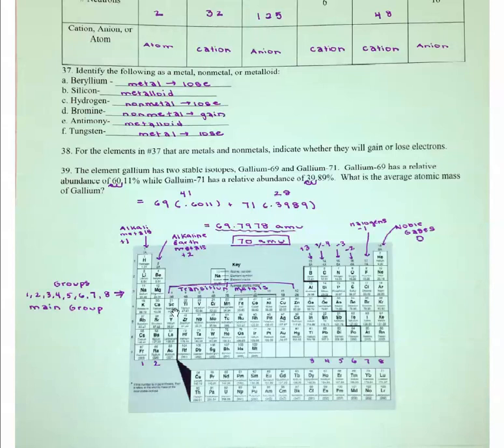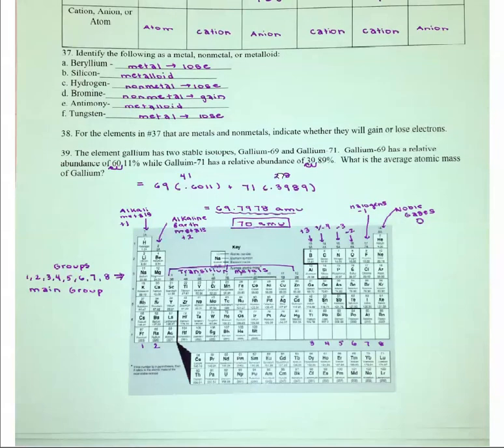Okay, beryllium, because it's on the left side of the ladder, is a metal. Silicon is a metalloid. Hydrogen is your exception. It's a non-metal. Bromine is a non-metal. Antimony is a metalloid, and tungsten is a metal. It's a transition metal. Now, metals lose electrons. Non-metals tend to gain electrons, except for hydrogen, which is a funky exception. So look out if I include this one in. Okay, so metals lose electrons, non-metals gain electrons.